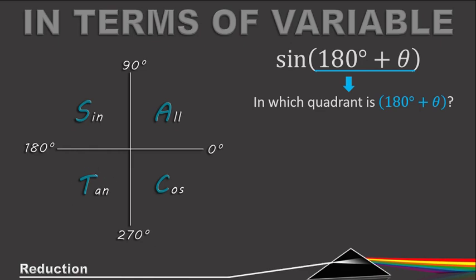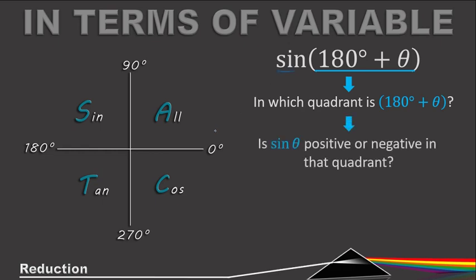After we've established which quadrant it is in, we need to say: is sine positive or negative in that quadrant? So this is Tan's quadrant, so it's going to be negative. And then finally, all we need to do is write down the sine, the trig function. So we know it's negative, and then it's just sine theta without the 180. And that's how we apply the reduction formula.